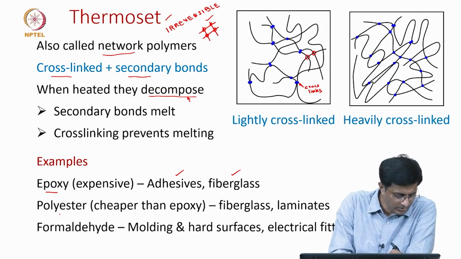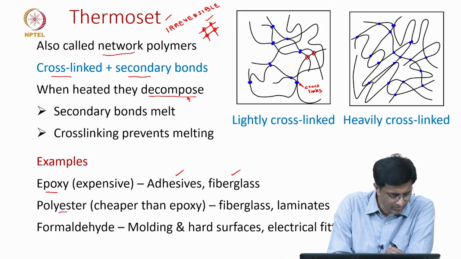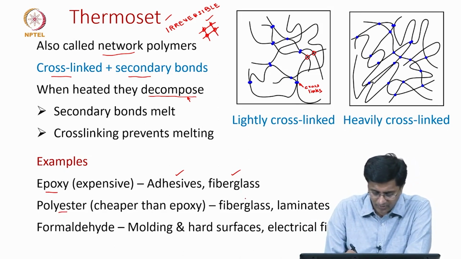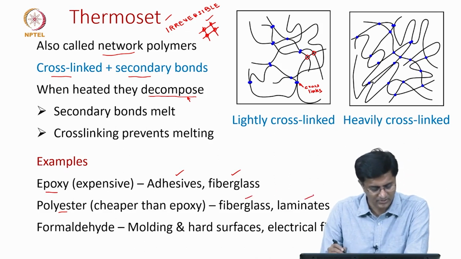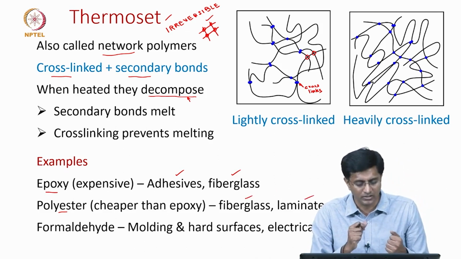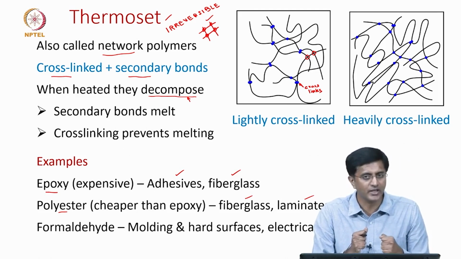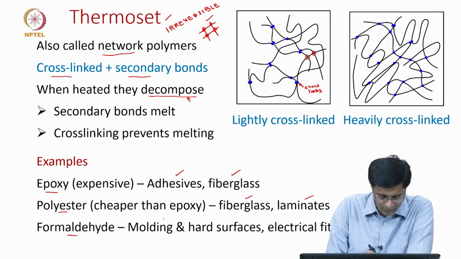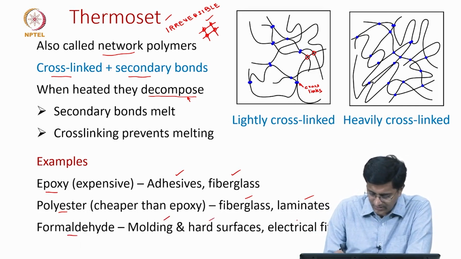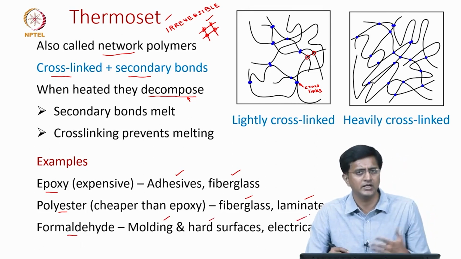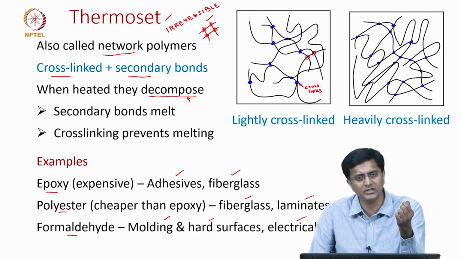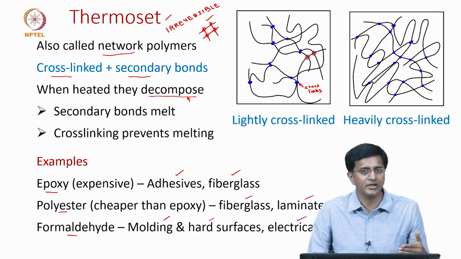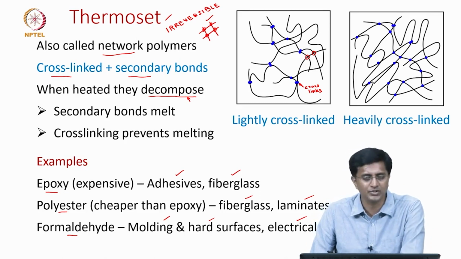But in addition to epoxy, there is a cheaper alternative for it, which is the polyester, again used for fiberglass and laminates. So, it too is a thermoset, meaning these are strong, but these are not as strong as epoxies. Another example is the formaldehyde, which is used for molding and hard surfaces as well as for electrical fittings. In a few videos back, we said that for electrical fittings, previously people used bakelite, but then formaldehyde has replaced those bakelites for electrical fittings.